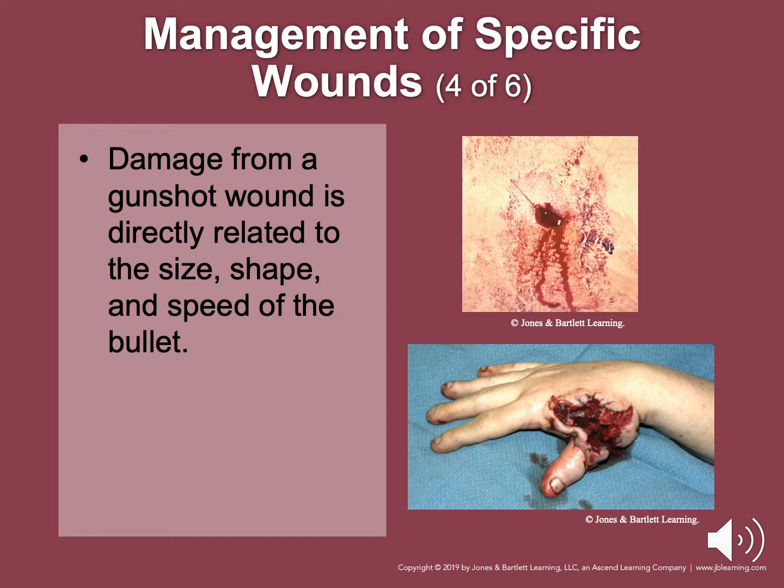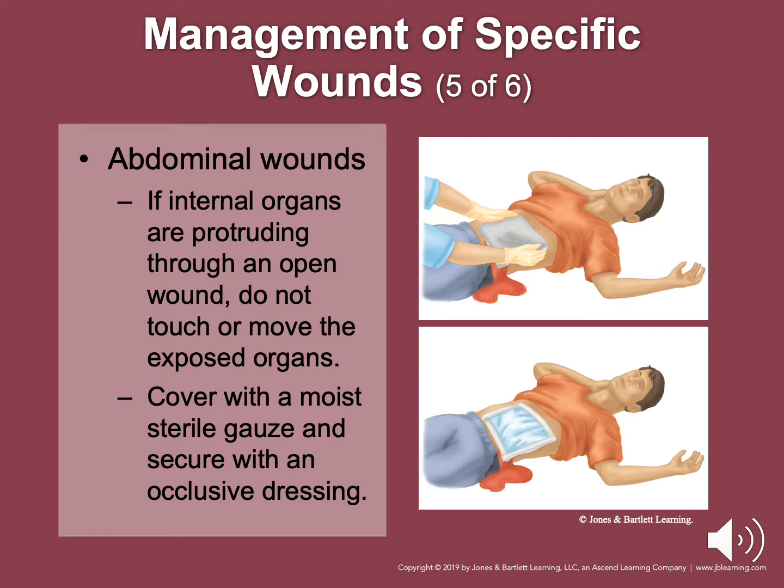Abdominal wounds: if internal organs are protruding through an open wound, do not touch or remove the exposed organs. Cover with sterile gauze, compressed, moistened with sterile saline, and secure with an occlusive dressing. If the patient's legs or knees are uninjured, flex them to relieve pressure on the abdomen. So, in other words, this is also called an evisceration, which is the medical term for when the organs are exposed. Make sure you thoroughly cover this with a moist, sterile dressing.